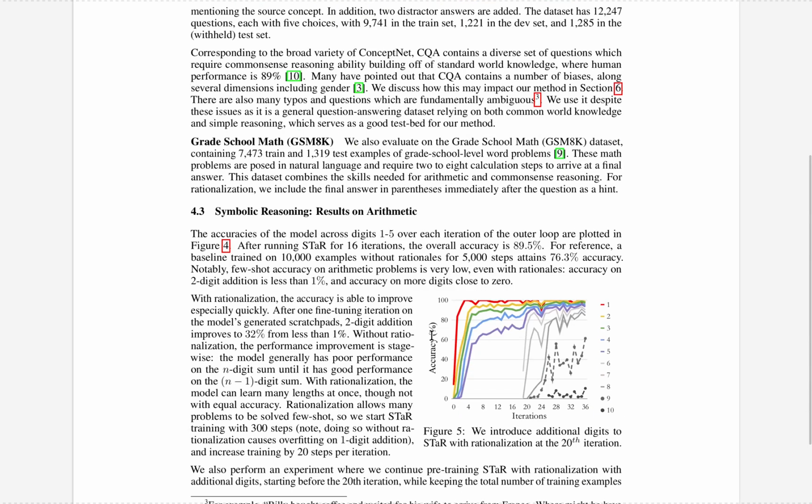Grade school math, GSM-8K. We also evaluate on the grade school math GSM-8K dataset containing 7,473 train and 1,319 test examples of grade school level word problems. These math problems are posed in natural language and require 2 to 8 calculation steps to arrive at a final answer. This dataset combines the skill needed for arithmetic and common sense reasoning. For rationalization, we include the final answer in parentheses immediately after the question as a hint.